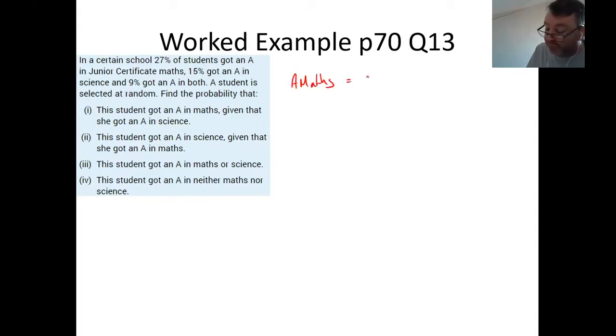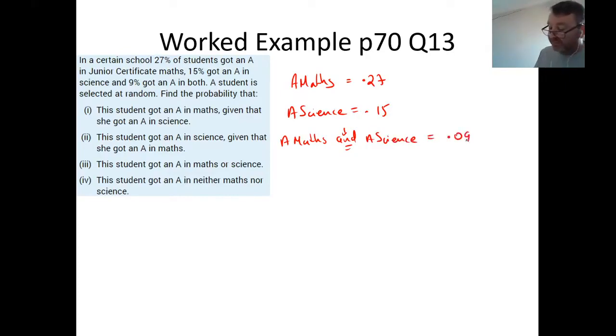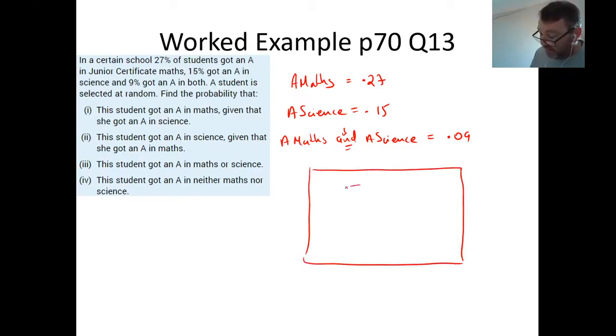was equal to 0.27. Okay. An A in science was equal to 0.15. And then we're told an A in maths and, see that? Intersection again, the N. Maths and an A in science. And that was equal to 0.09, which is 9%. Again, best thing to do here, let's take a look at a Venn diagram. Maths, science. Okay, it's an A in maths and it's an A in science.